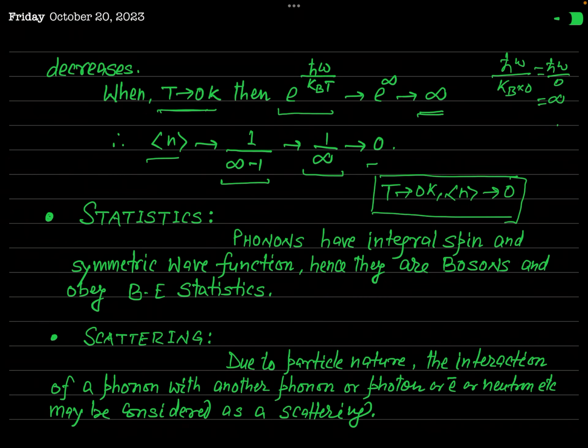Now we will talk about the statistics. It means, there are three statistics. First one is called Maxwell-Boltzmann statistics, which is also called classical statistics. And there are two quantum statistics. And what are those two quantum statistics? Those are Bose-Einstein statistics and Fermi-Dirac statistics.